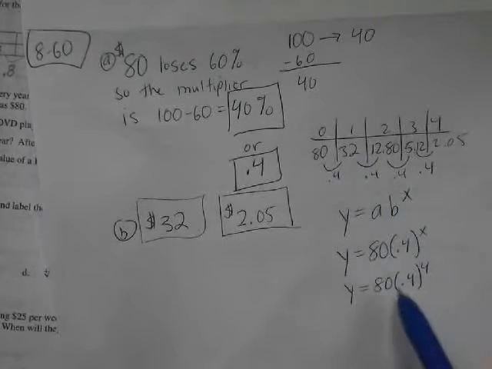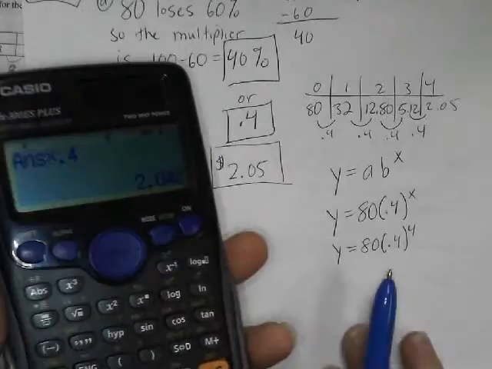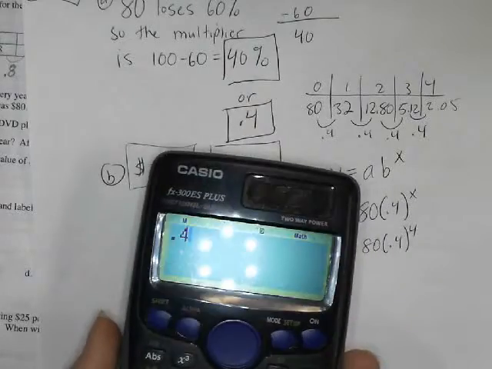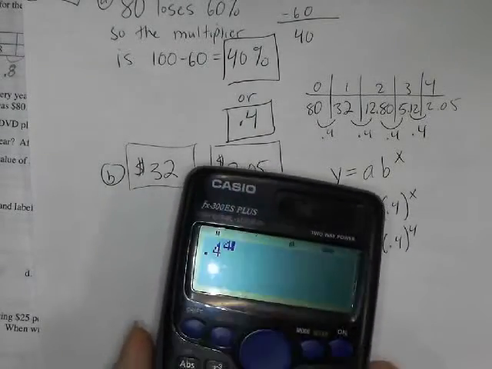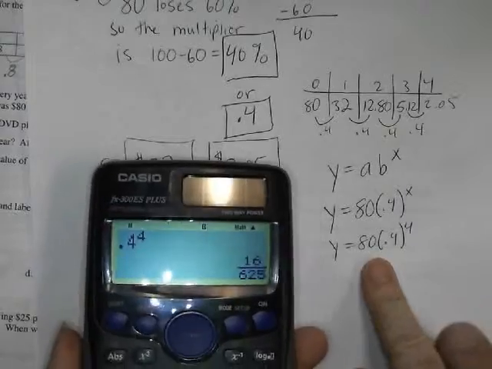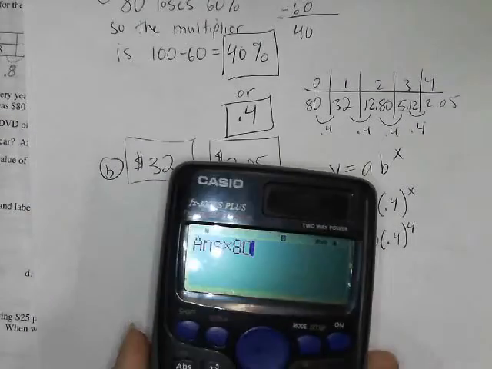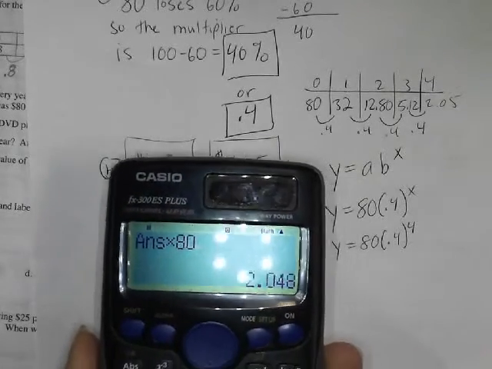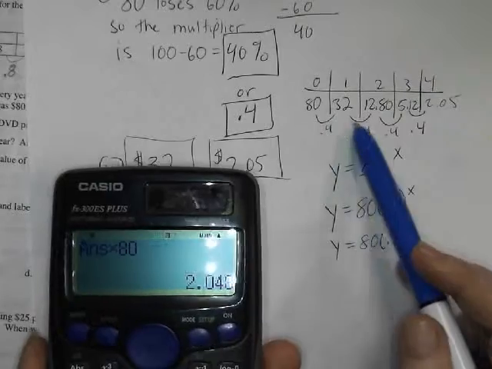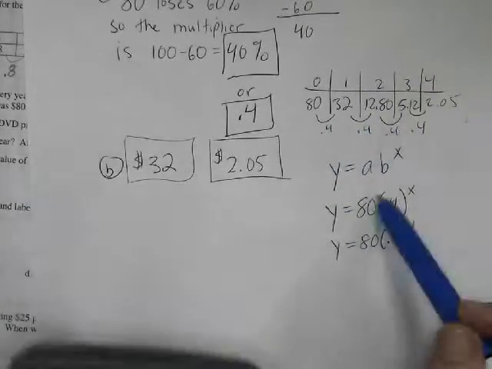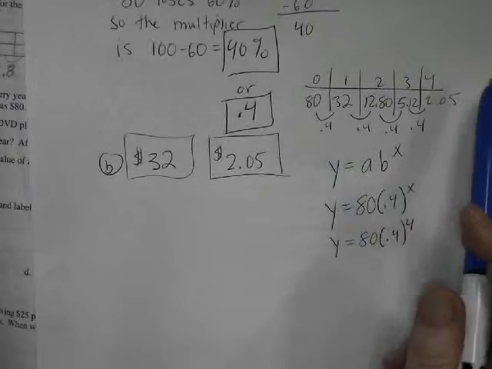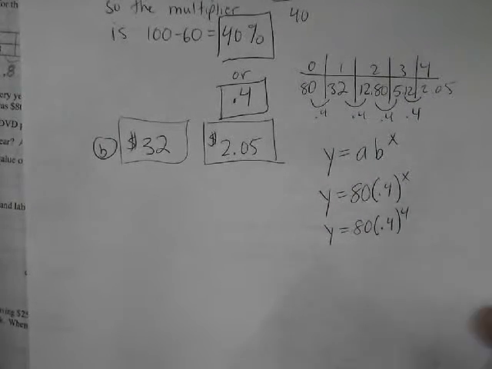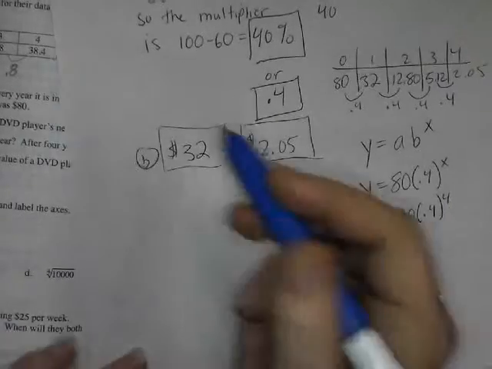This would maybe be a shortcut if you know how to raise stuff to that value on your calculator. I could have gone 0.4 raised to the fourth, and then times that by 80. And hopefully I'll get the same answer. See, I got the same exact answer. So whichever way you think is faster, it probably made more sense for you guys to just do it this way. But if it would have asked you how much is it going to cost after 20 years, well, you don't want to keep multiplying by 0.4 necessarily. You could just use a shortcut. Anyway, that was letter B.